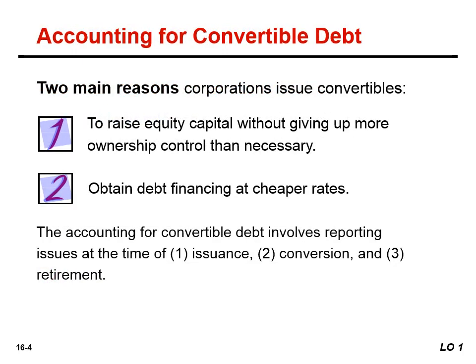So why do we issue convertible debt? Well, to raise equity capital without giving up more ownership control than necessary, or to basically obtain common stock financing at cheaper rates. For example, if a company issues a specified number of convertible bonds, they can be converted into a smaller number of shares than might have had to be issued on the market for the same value. And also, not all the shares might have to be converted.